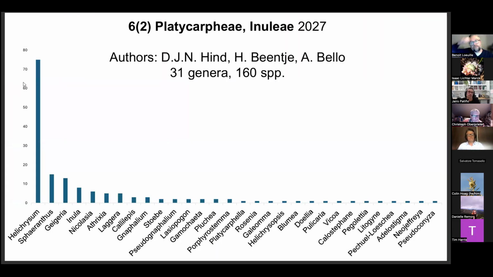And finally, for 2027, we have the last part for the Compositae of Flora Zambesiaca with the tribes Plucheeae and Inuleae sensu lato. Treatment by Nicholas Hind, Hank Bench, and Anifat Bello. There are 160 species, but more than half of it is in the genus Helichrysum. The treatment was written by Hank Bench.